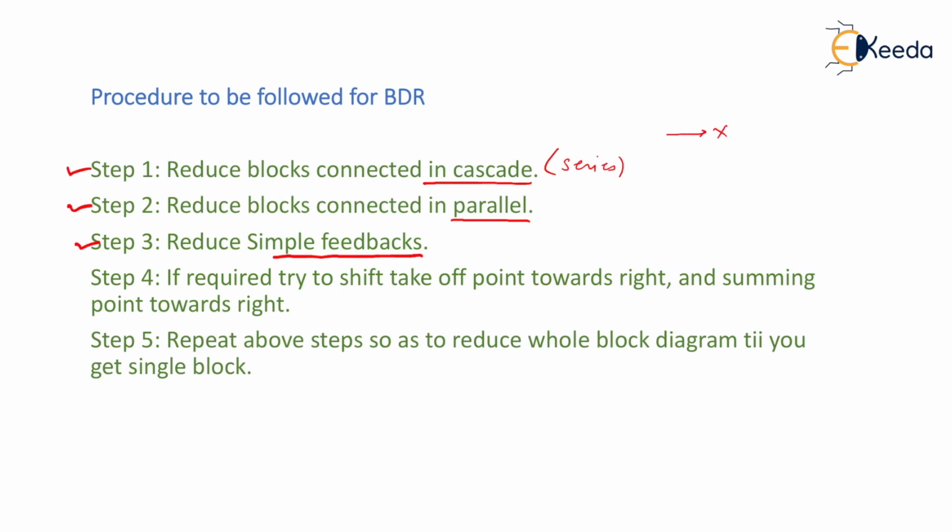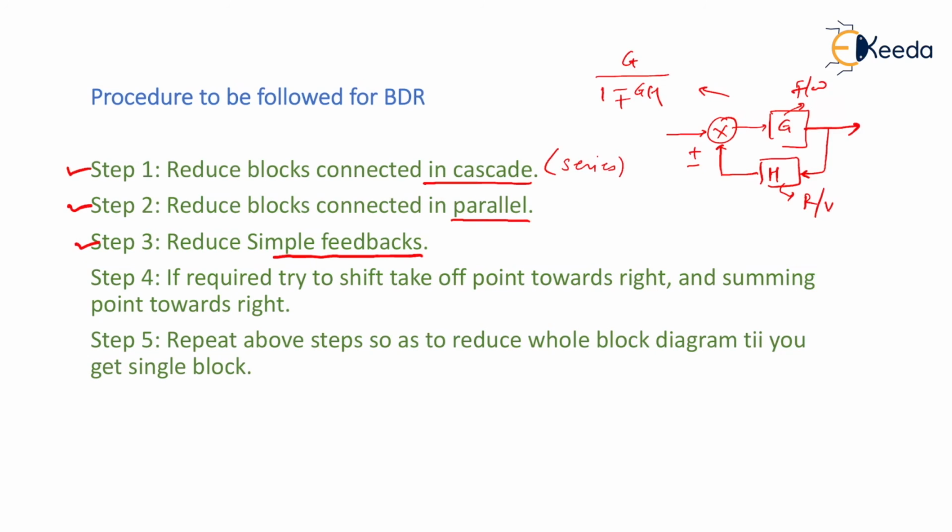What is meant by simple feedback? See, this is called a simple feedback, where G is nothing but the forward path transfer function and H is nothing but the reverse path transfer function. Please remember this. So this is called a simple feedback, and we know how to reduce a simple feedback. For this, the answer is G upon 1 plus GH. This is nothing but a reduced version of this whole diagram, am I right? So you have to reduce such simple feedbacks.